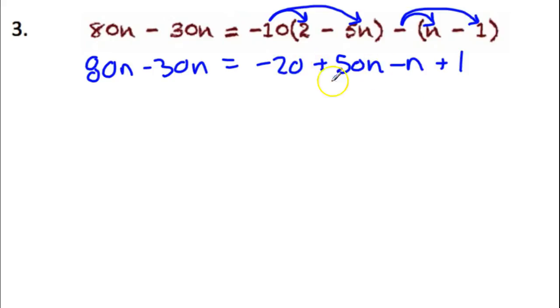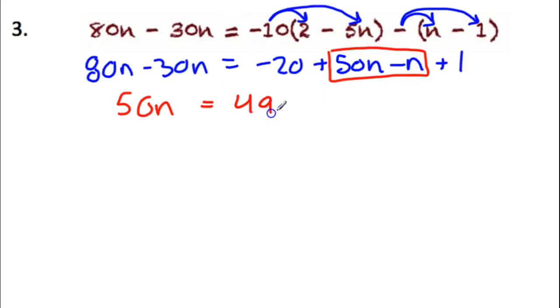So now that I distributed, I can combine like terms on each side. So we have 80n minus 30n, so they are both n, and I can just subtract the numbers. 80 minus 30, that is 50n. And that equals, so over here I have 50n minus n. So 50, this is really 1n. 50 minus 1 is 49n. And then I have negative 20 plus 1. So negative 20 plus 1, that becomes negative 19.